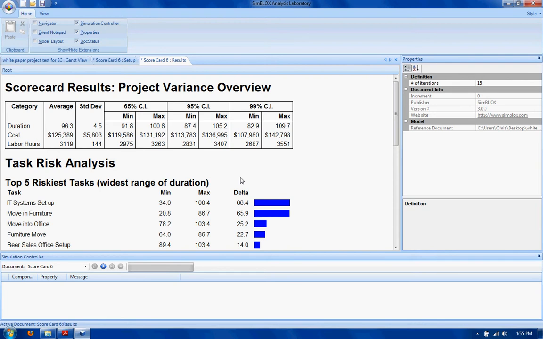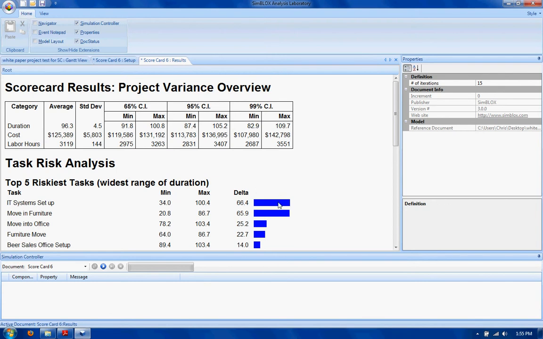These are the tasks with the widest range of duration, and some of these may be individual tasks, some may be summary tasks. So for instance, this task called the IT system setup, on one of the simulation runs, it only took 34 days. On another one of the 15 iterations, it took over 100 days. So there's a difference of 66 days between those two. There's a lot of variation, and we want to highlight that.